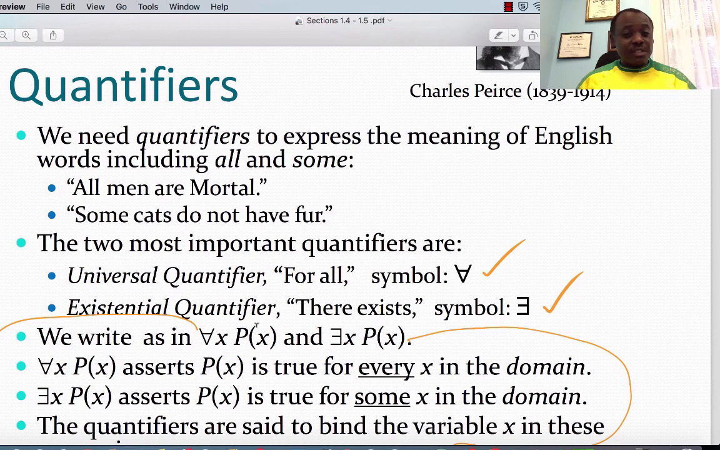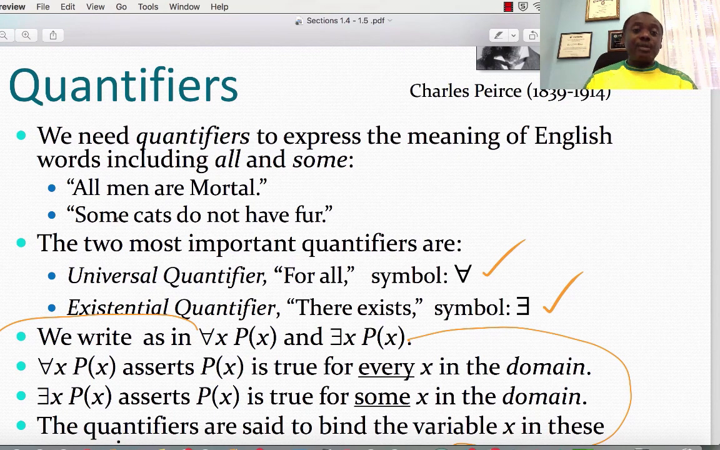But we shall discuss this some more when we deal with inferences, because that actually is a very beautiful statement. Now, look at the second proposition we have here. Some cats do not have fur. I did say that this beautiful symbol means there exists, or for some. So what this would translate to would be there exists X, P of X. So there exists X from the domain, which is the set of cats, such that X doesn't have fur.